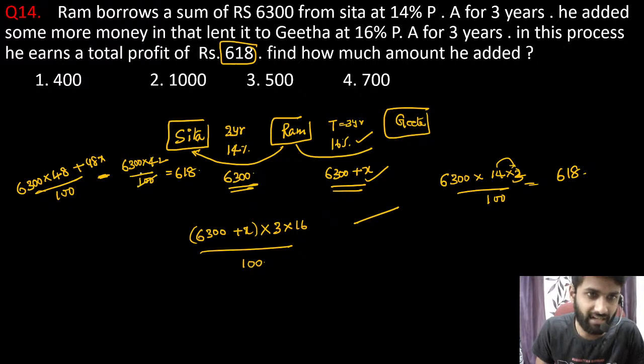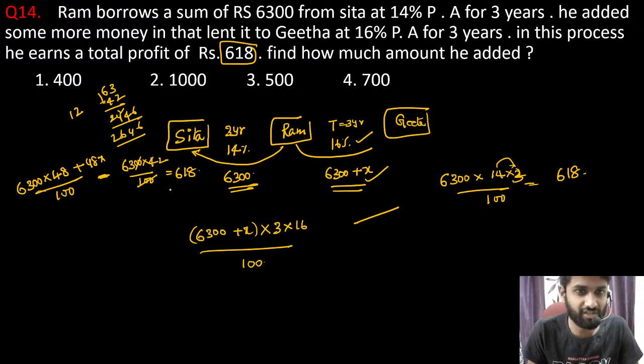You just go with the calculation. See, double zero cancels. 63 into 42. 6 fours are 24, 6 twos are 12, 4 threes are 12, 24, 2 carry forward, 3 twos are 6. The value becomes here 2646. You just add 2646 here. Clear?